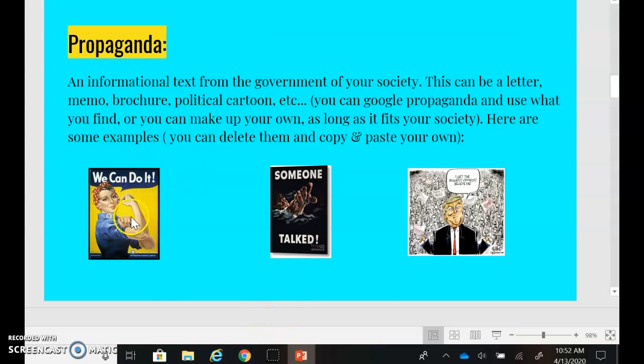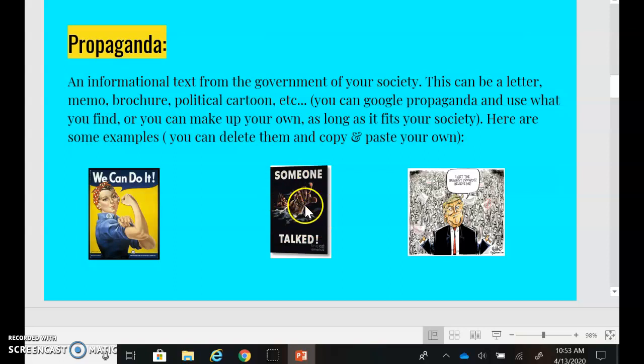This is back when women were entering the workforce, when all the men left to go to war. All right, so women started stepping in and taking over some of the jobs that men normally held. All right, but since the men weren't there, the women stepped up. All right, so someone talked.